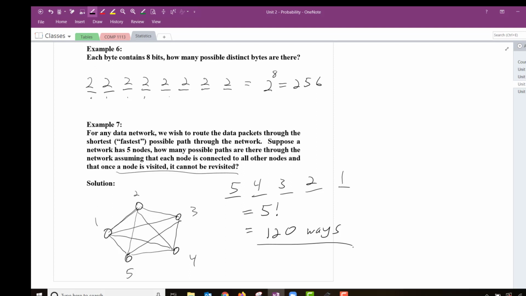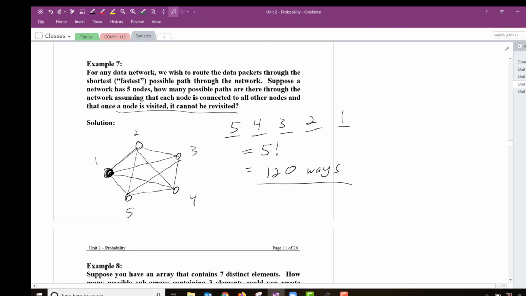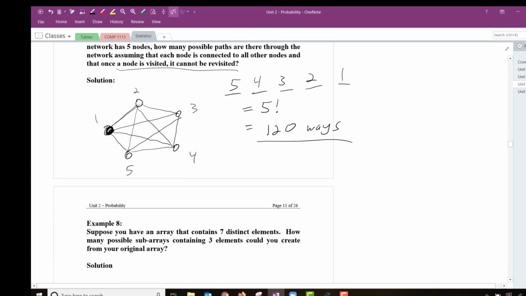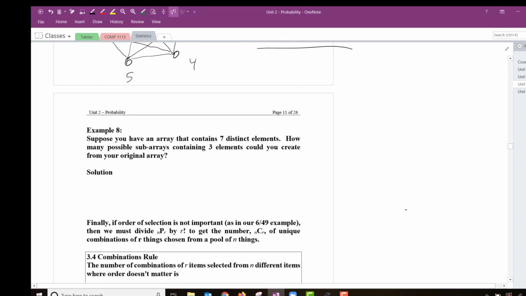I don't love this question because it isn't clear whether you are forced to start at a certain spot. If you always have to begin at position 1, well then the answer is 4 times 3 times 2 times 1. So significantly less. So I'll try to be clear if I'm ever asking you questions, and if you get it wrong because of some sort of ambiguity like that, let me know. Try to be fair about such things.